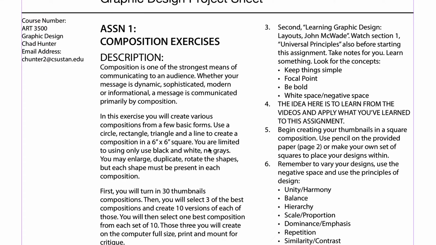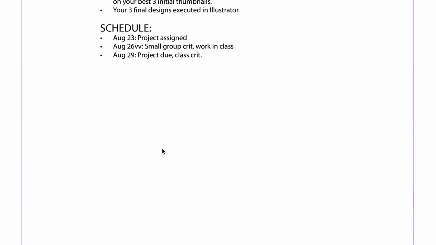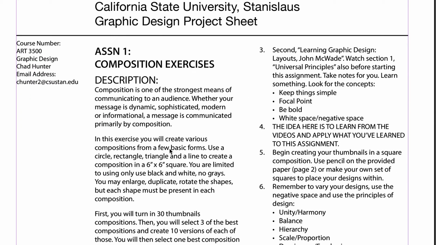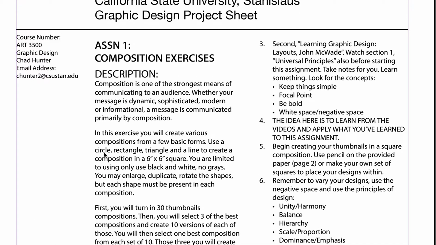What you're going to do is use some squares that I provide on page 3 of the project sheet. There's 30 of them. And you will use a circle, rectangle, triangle, and line to create a composition in these squares. You're limited to using only black and white, no grays, and you can enlarge, duplicate, rotate shapes, but each shape must be present in each composition.